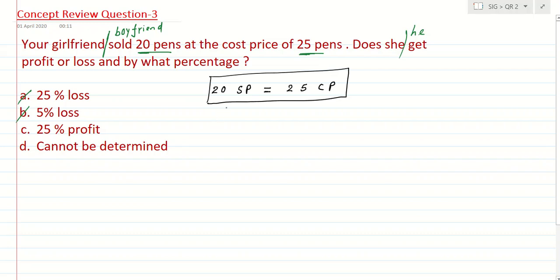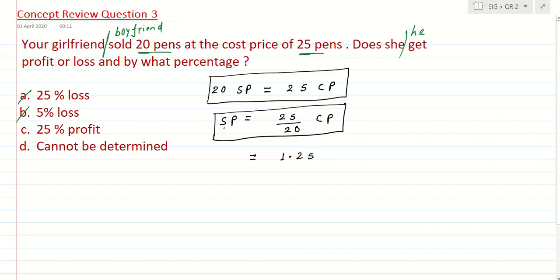Now can I say SP equals 25 divided by 20 CP? Yes or no? What is SP? The final value. What is CP? The initial value. Correct. So how much will we get here? We'll get 1.25. Superb. 1.25 of what? 1.25 times CP equals the final value.